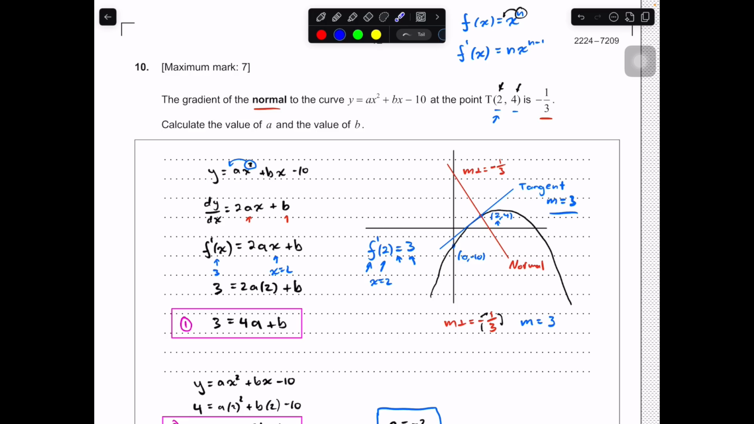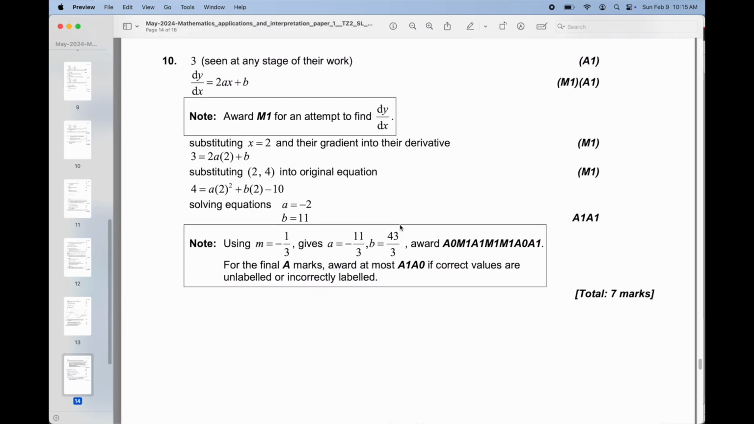So here's actually the mark scheme right here. I'll bring it up on the screen. So we see 3 seen at any stage of their work. That's one answer mark. Taking the derivative is a method mark and an answer mark. So if it's saying, hey, gradient of a line at a point, that seems like there's the derivative. You're not sure how the pieces fall together, but there's some kind of inkling that, yeah, maybe the derivative is involved. Taking the derivative, and then even the gradient of the tangent line, or the reciprocal of the normal.